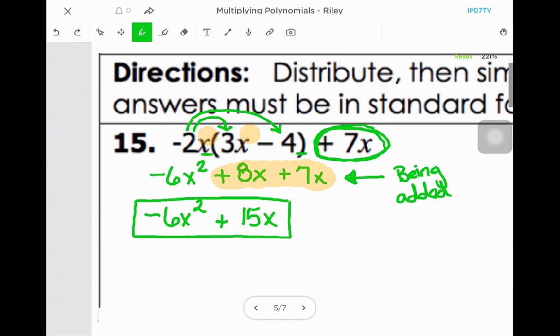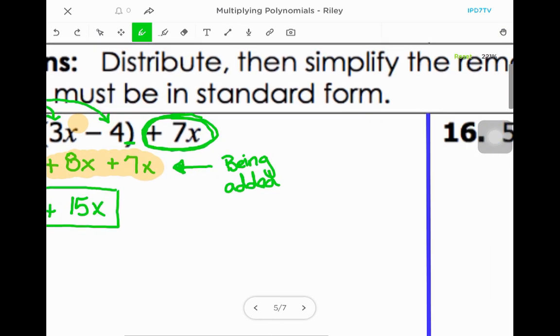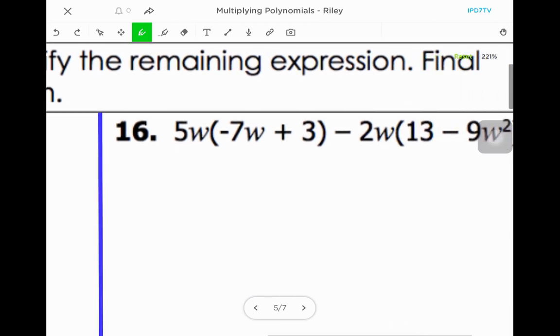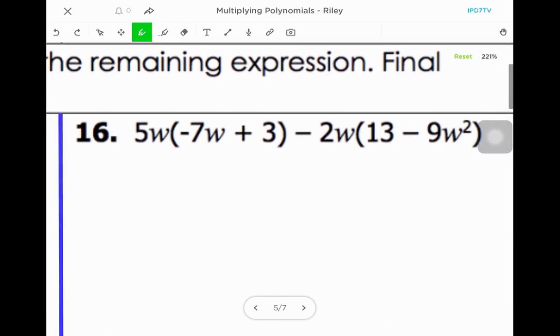Okay? I know that's a lot of words. That's a lot of rules. But you're only adding the exponents if you're currently multiplying them. If they're just a normal combining like terms, you're adding. All right? Let's try another one, a little bit more complicated.